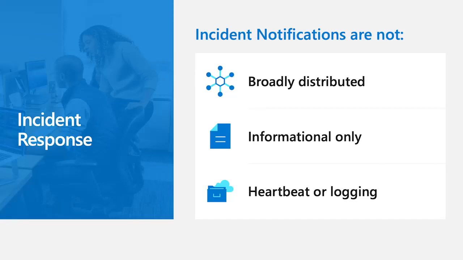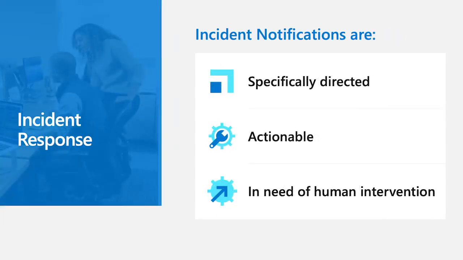But it comes across as though it's only informational, we're only doing heartbeat or logging, and that's not actually true incident response. Instead, what incident response is, they're specifically directed. Which teams or which engineer actually needs to be notified about this alert? What action do you want this engineer to take? And is this in need of human intervention? Or, as we'll come to learn, is this something that we can help tie automation in?